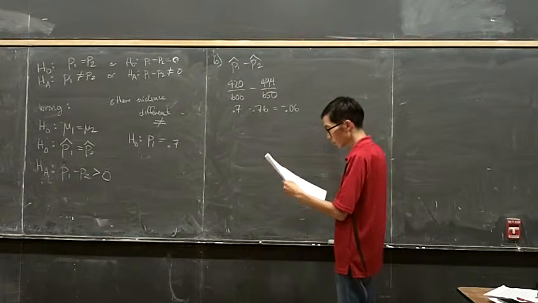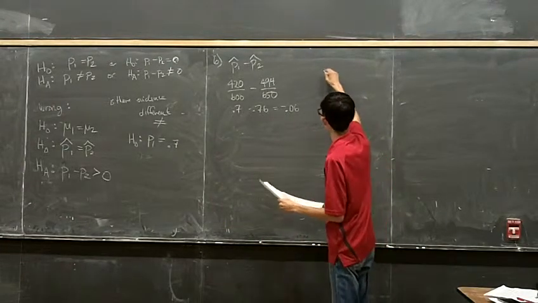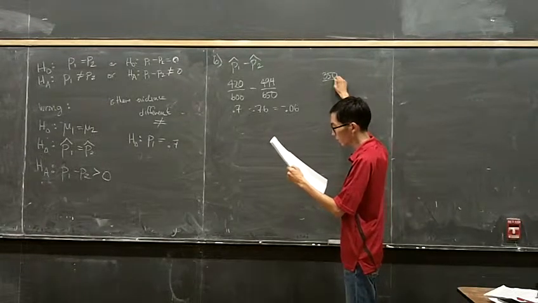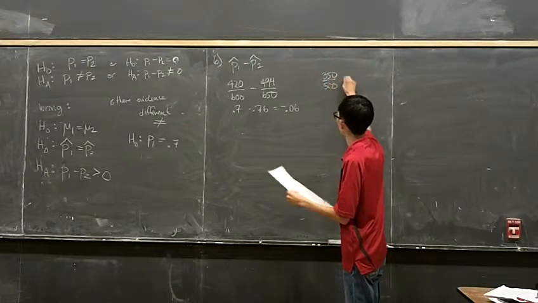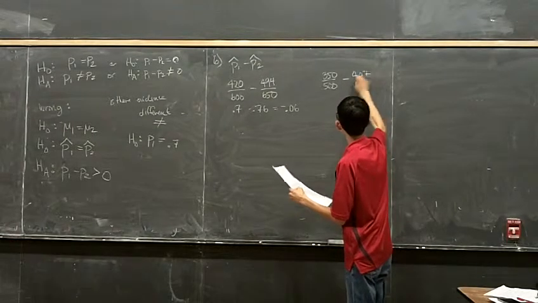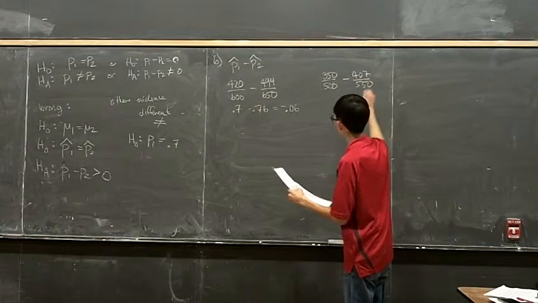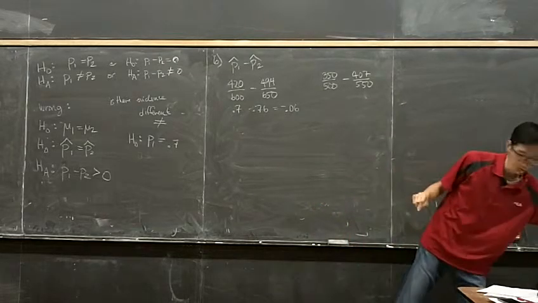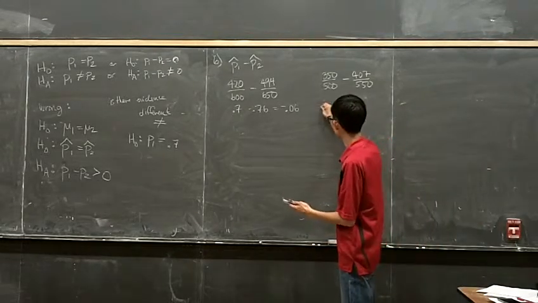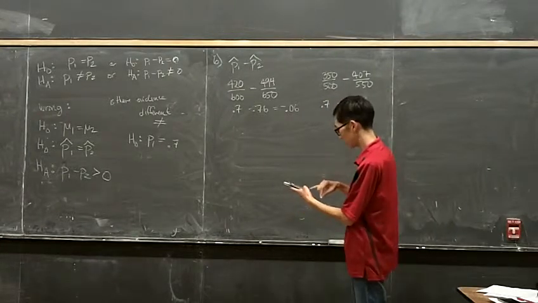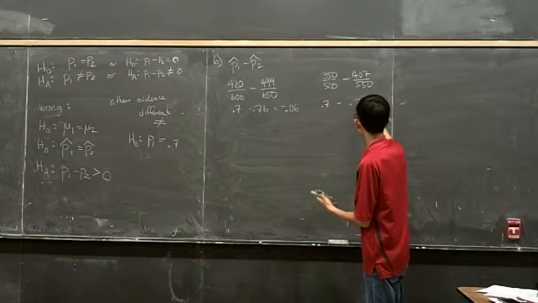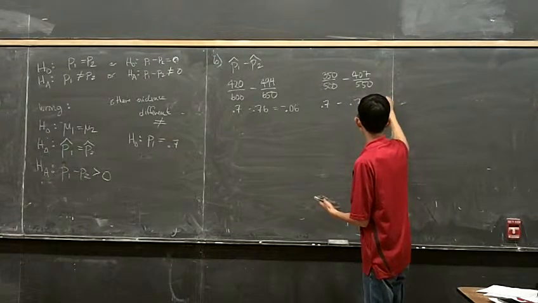The other version of the test was 350 out of 500 minus 407 out of 550. So this is 0.7 minus 407 divided by 550, which is 0.74, giving negative 0.04.